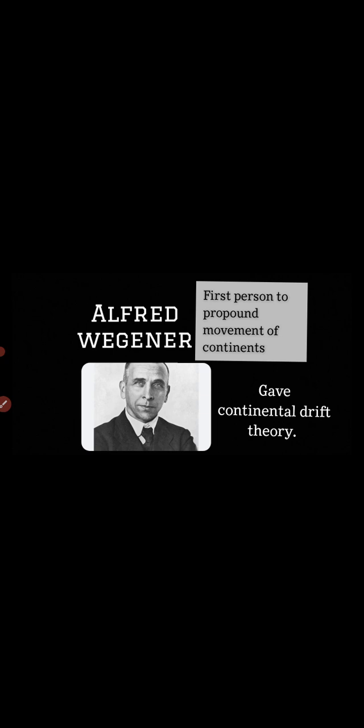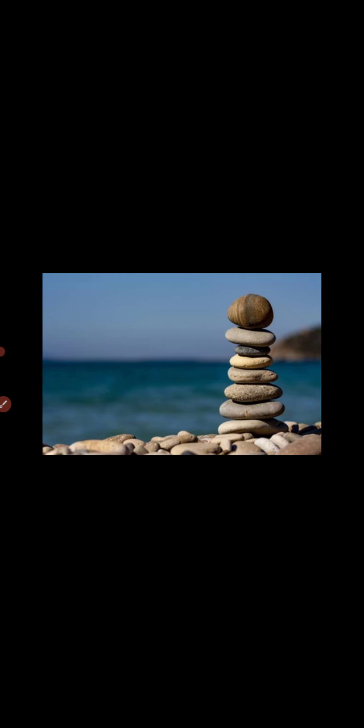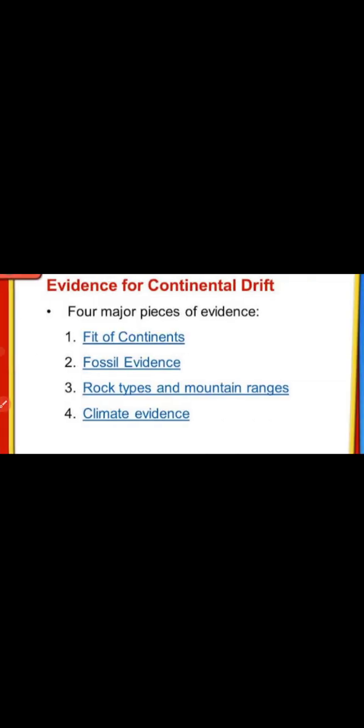So he made some observations in continental drift theory. To prove that continental drift theory was a correct theory, he made some observations. And what were those observations? His first observation was matching coastlines and the zigzag fit of them. So now actually what was this?